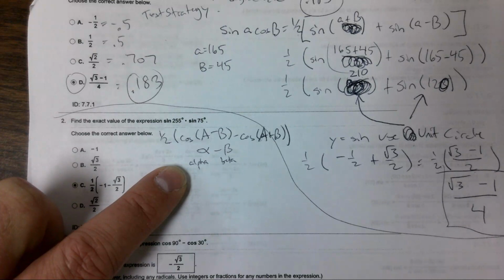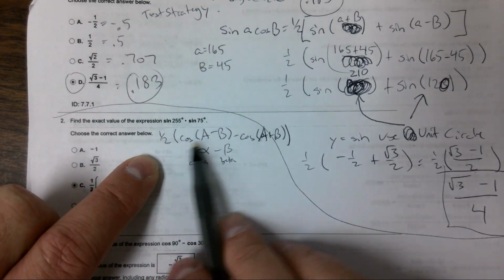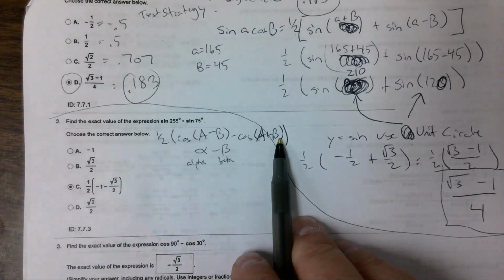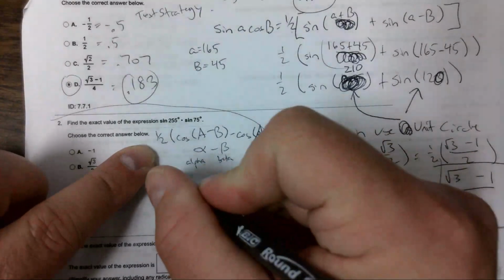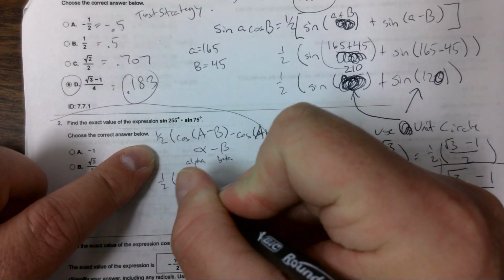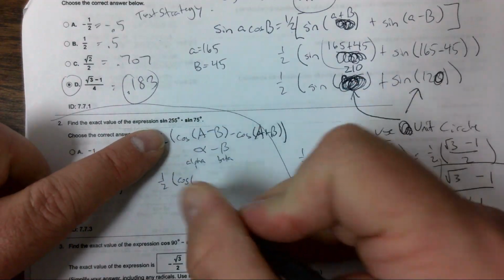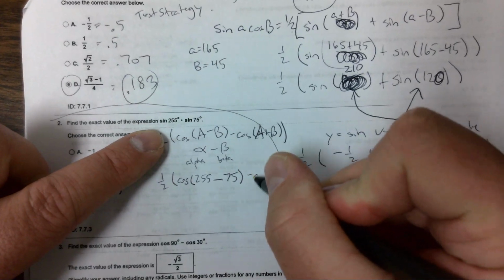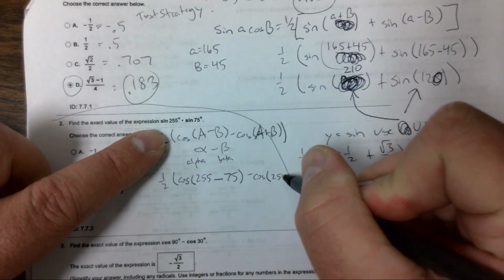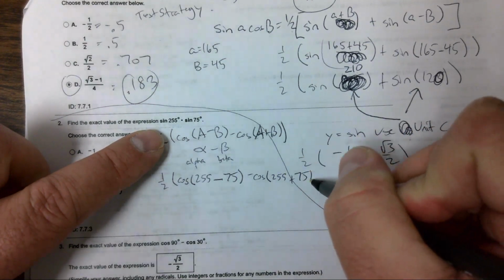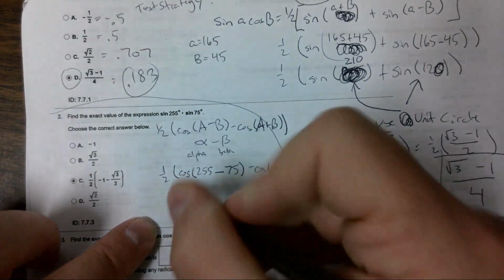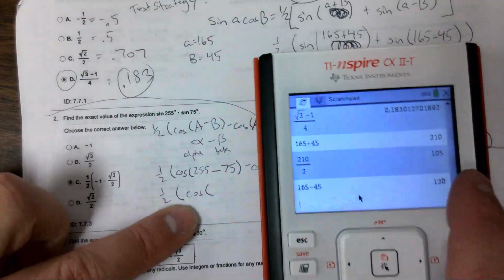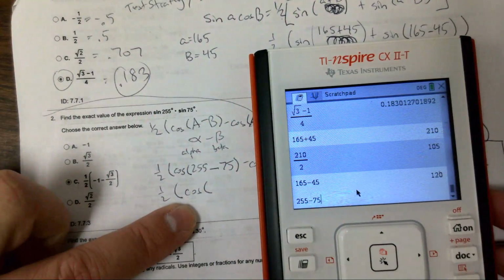Anyway, it's A minus B. So 1/2 cosine A minus B minus cosine A plus B. So let's work on that. So we go 1/2 cosine, alpha is bigger, so 255 minus 75 minus cosine 255 plus 75. And let's see what we get. So 255 minus 75 gives you 180.